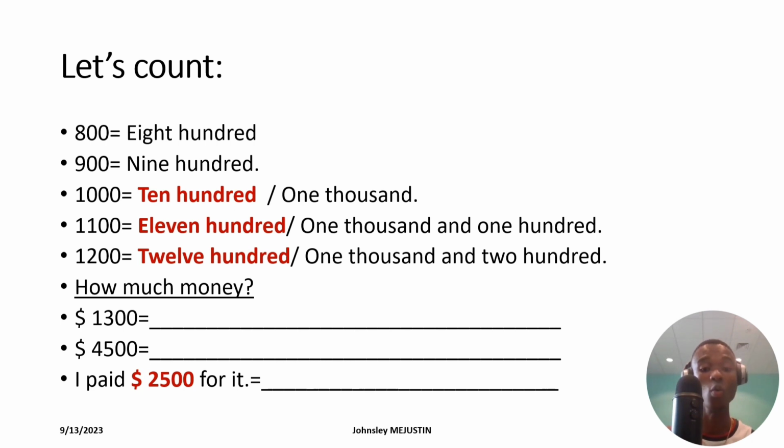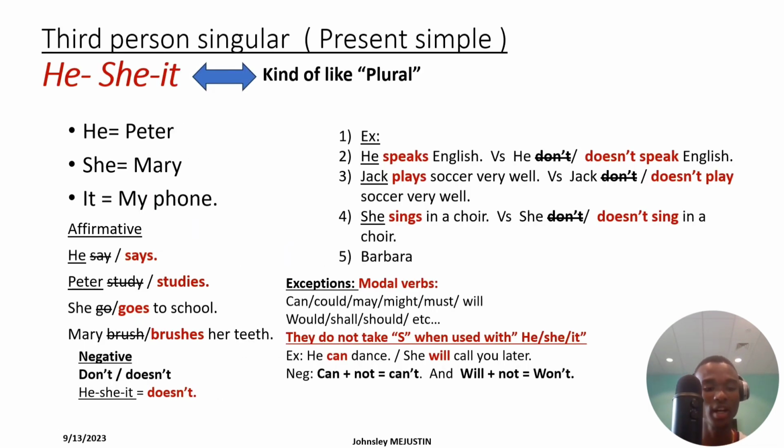1,100, which is eleven hundred. 1,200, which is twelve hundred. Now, how much money do you see here? The last one is for me, and these ones are for you. I paid, this could be 2,500, but I can say I paid twenty-five hundred for it. And how about this one? How much money is this? Do it yourself.